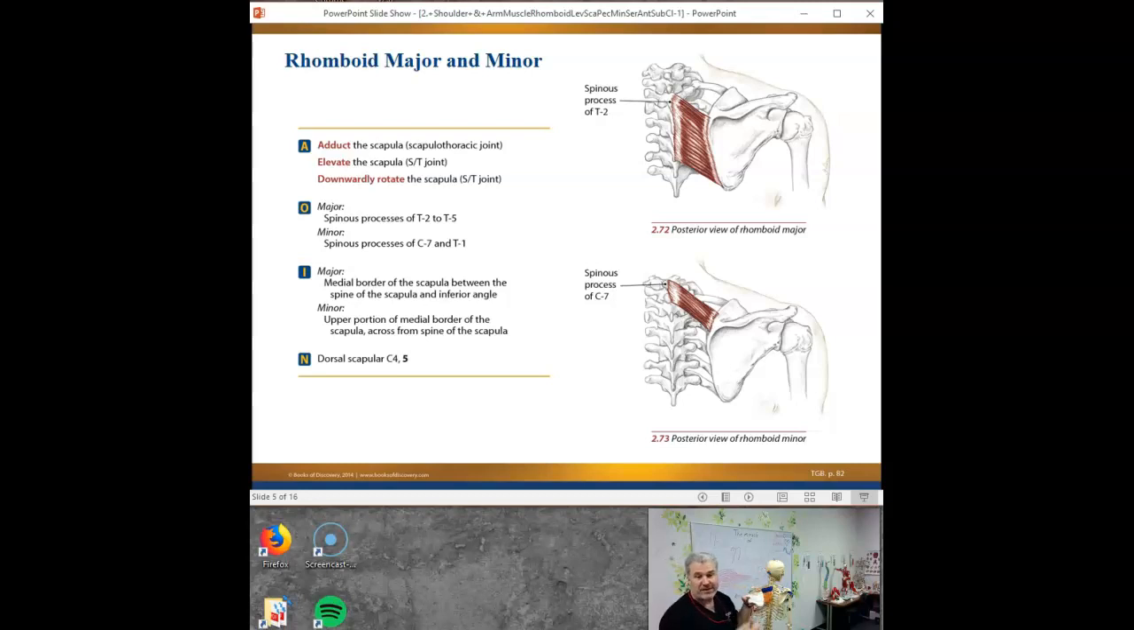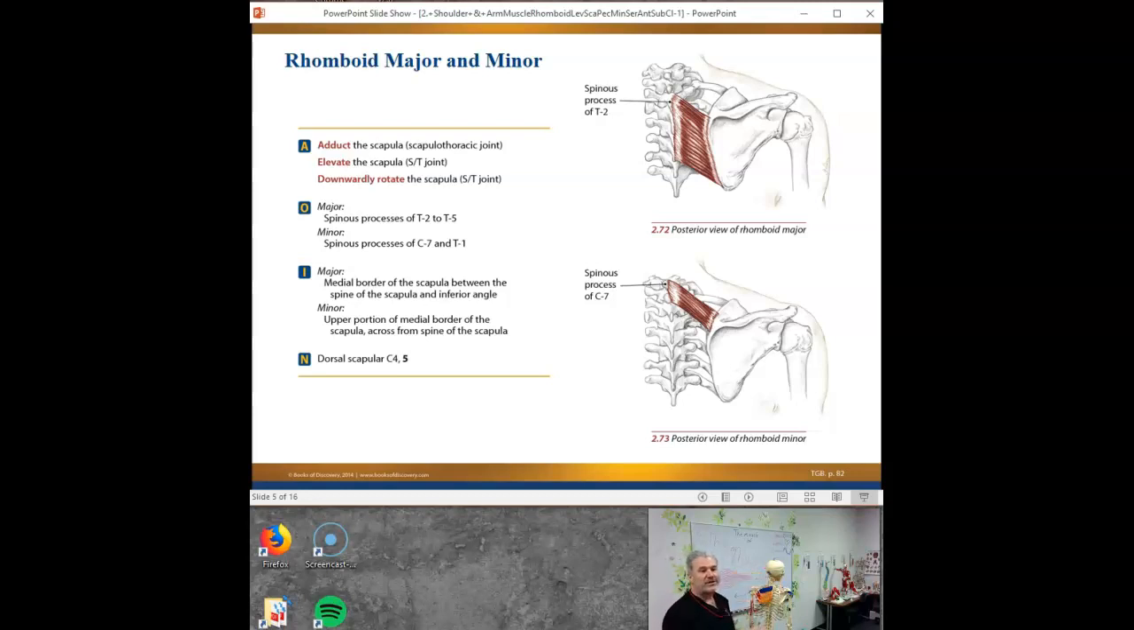They're kind of describing it like street intersections in a way, you know what I mean? But do we get that, this medial border here, inferior angle, it runs up, up, up, gets to the spine of the scapula, stops. That's where the major goes. And the minor inserts essentially across, on the medial border too, but across from the spine of the scapula, because it's tiny, and it essentially just comes in here across from the spine of the scapula.